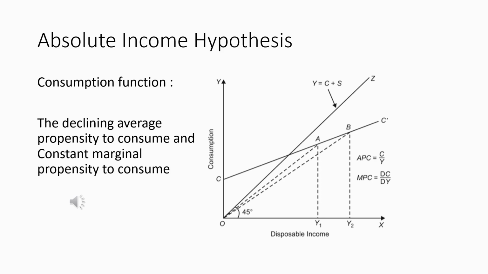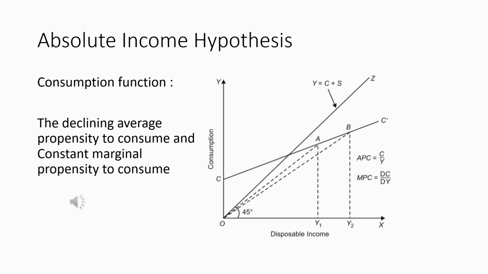This can be seen in the figure where the slope of consumption function curve is marginal propensity to consume, which remains constant, and the slope of the lines such as OA and OB from the origin to the points A and B on the consumption function line C measures average propensity to consume, that is, ratio C upon Y at these points is falling, showing that consumption demand does not increase proportionately to increase in national income.